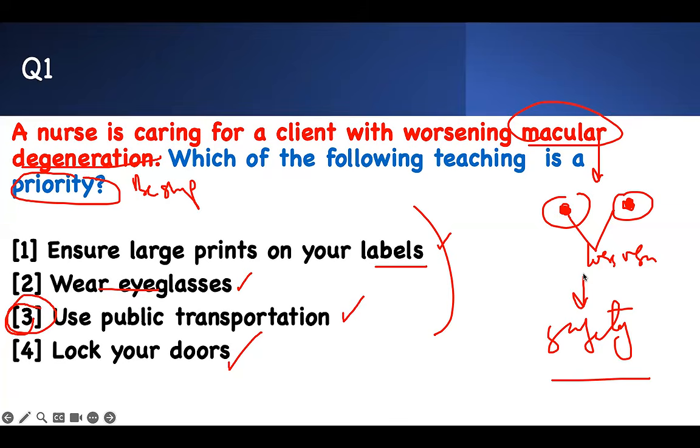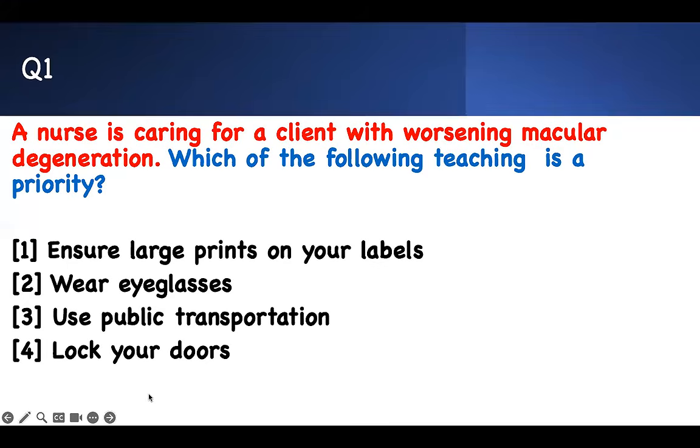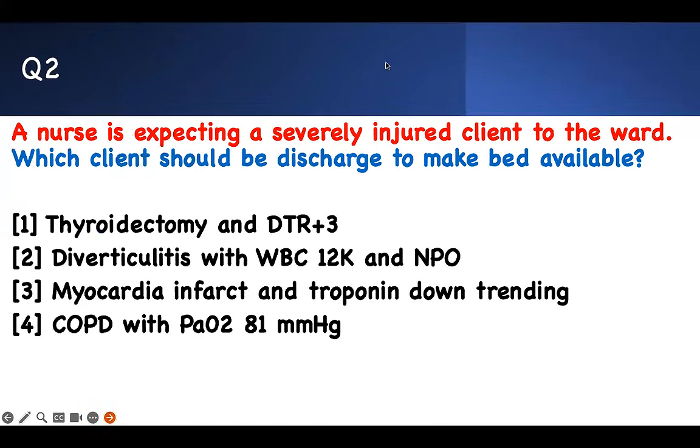So use of public transportation is the number one. You can wear glasses, but you can still not see perfectly. So I want you to take public transportation because you're losing your vision, you get into an accident. That's not good. That's the number one safety precaution. Number two, what do we have?